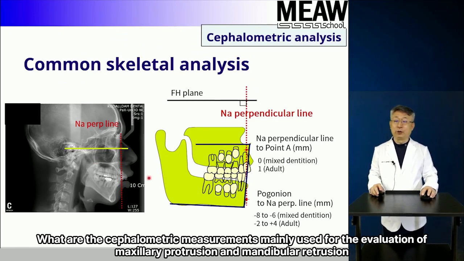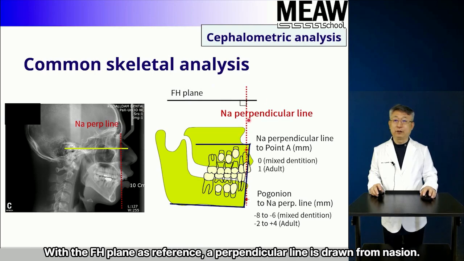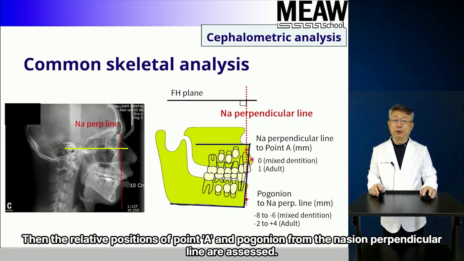What are the cephalometric measurements mainly used for the evaluation of maxillary protrusion and mandibular retrusion? With the FH plane as reference, a perpendicular line is drawn from nasion. Then the relative positions of point A and pogonion from the nasion perpendicular line are assessed.